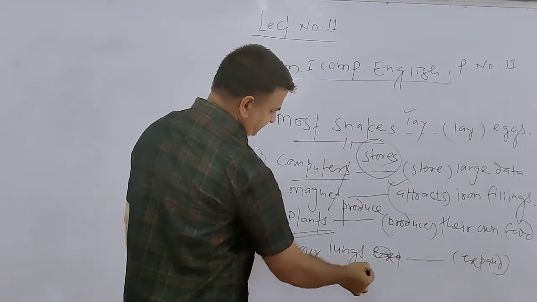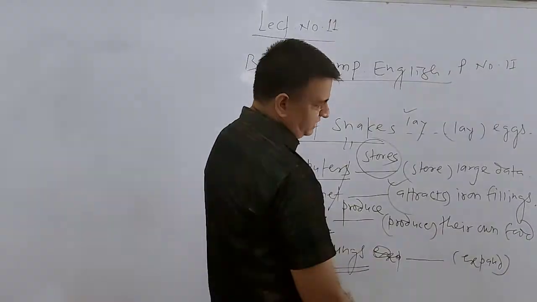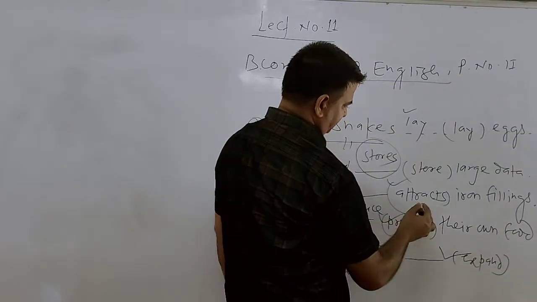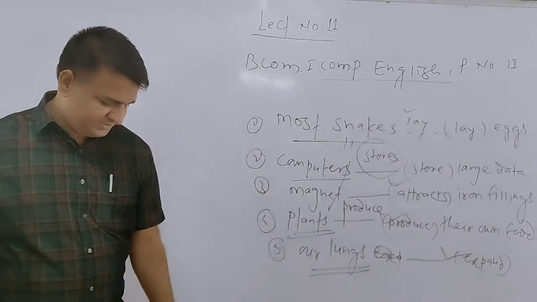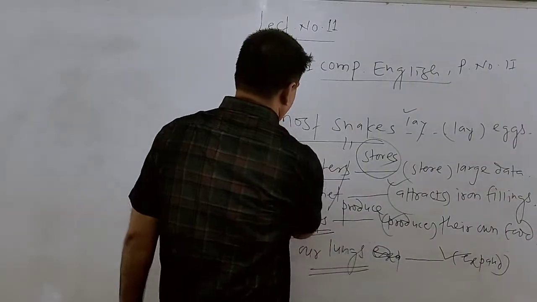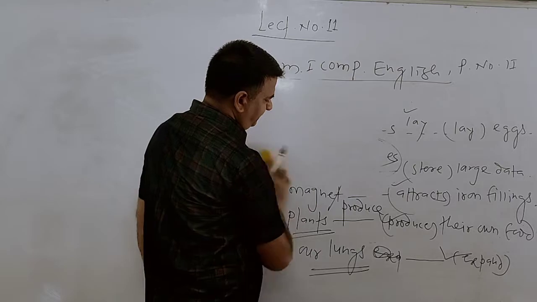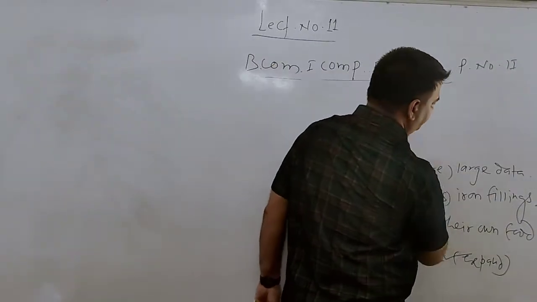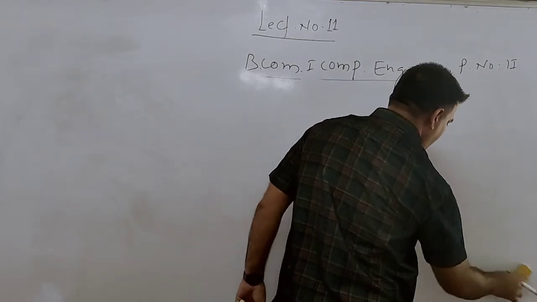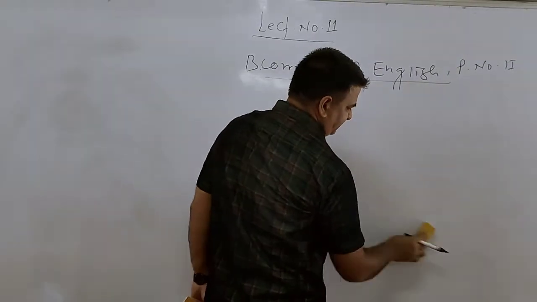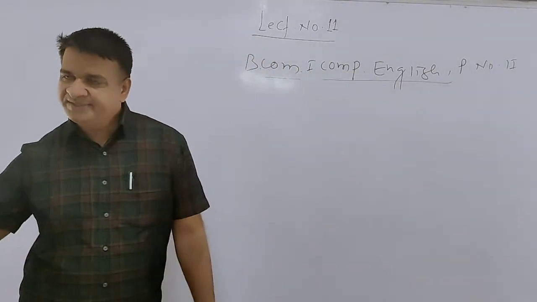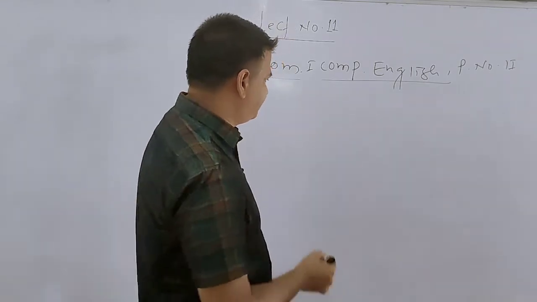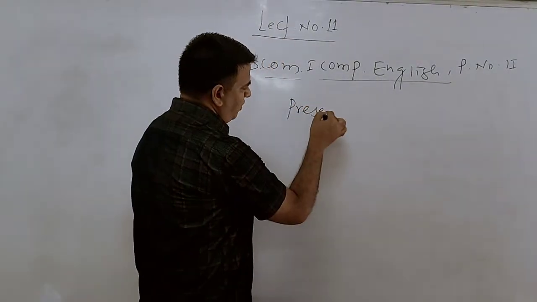Then we have our lungs. This is also plural form, which says our lungs expand. We put it as it is. So these are some examples we will find on page number 33 of the Written and Spoken Communication book. After this simple present tense, we will discuss the present progressive tense and some examples of it.